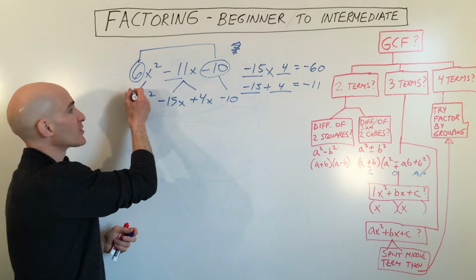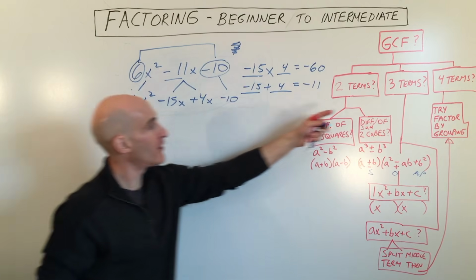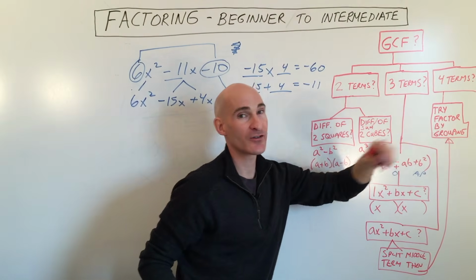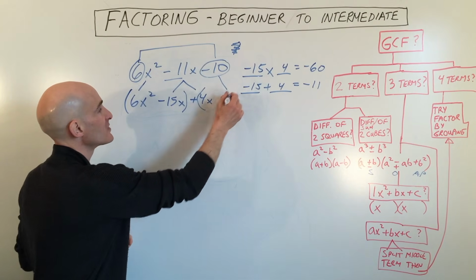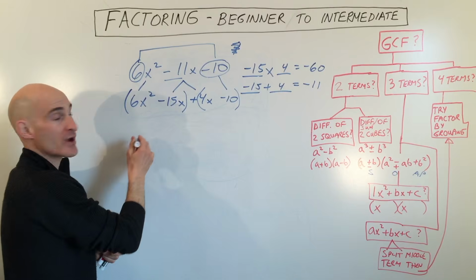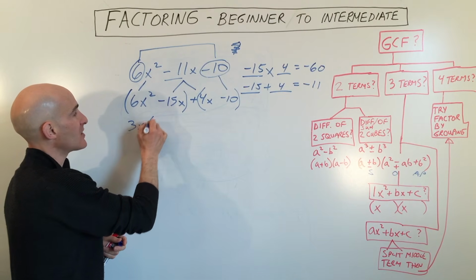So what we're going to do now is we're going to go to the 1, 2, 3, 4 terms. We're going to try factoring by grouping. And so what we're going to do is group these like so. We're going to group these like so. We're going to factor out the greatest common factor, which in this case is 3x.